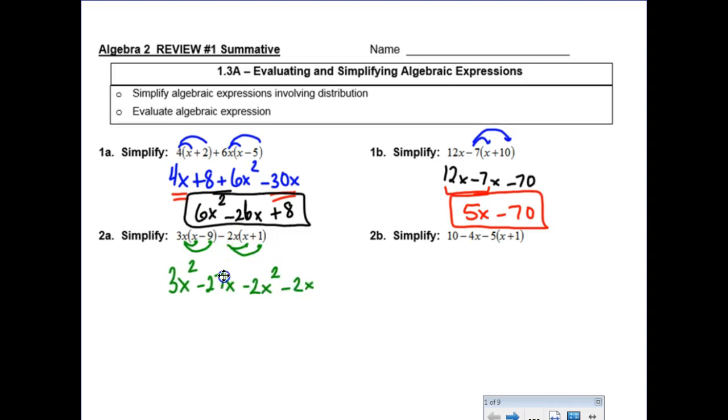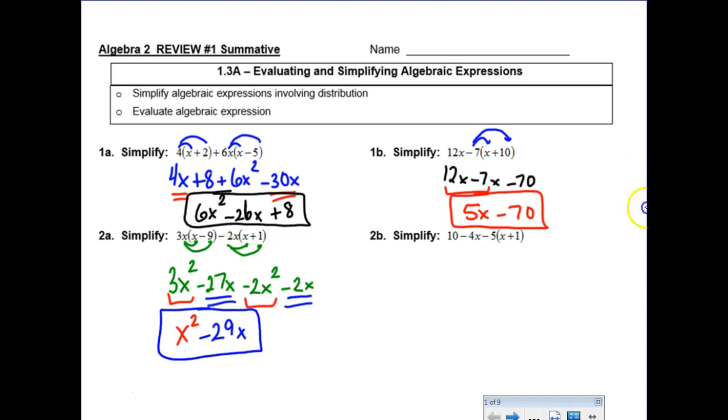Don't stop there though, you still have more like terms to collect. 3x squared minus 2x squared would be a 1x squared. And then we have a couple of x's. So negative 27x minus 2x would be a negative 29x. That is the final answer that I want to see on your problem.